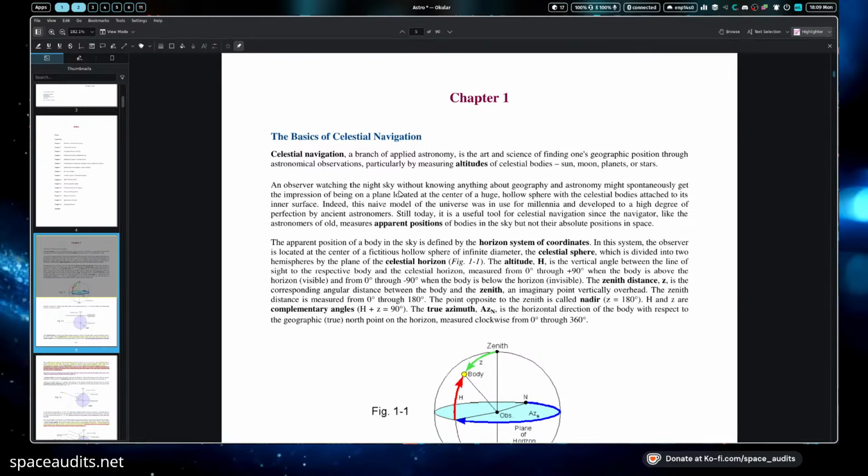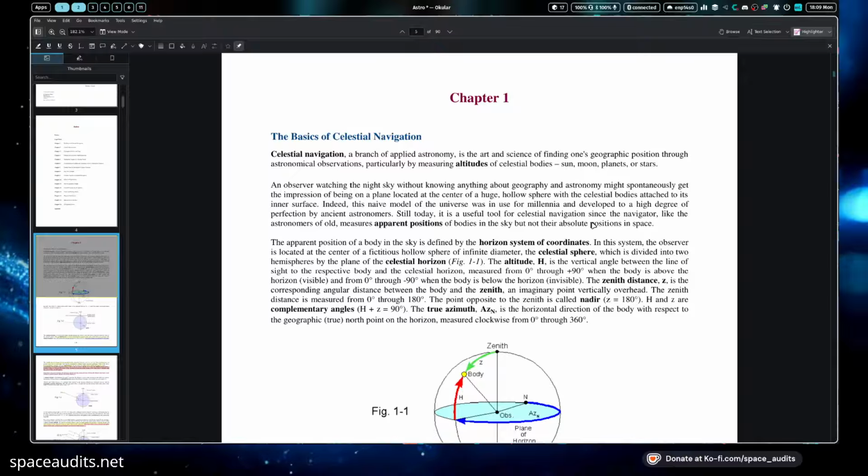An observer watching the night sky without knowing anything about geography and astronomy might spontaneously get the impression of being on a plane located at the center of a huge, hollow sphere with the celestial bodies attached to its inner surface. Indeed, this is a naive model of the universe that was in use for a millennia and was developed to a high degree of perfection by ancient astronomers. Still today, it is a useful tool for celestial navigation since the navigator, like the astronomers of old, measured the apparent positions of the bodies in the sky, but not their absolute positions in space.